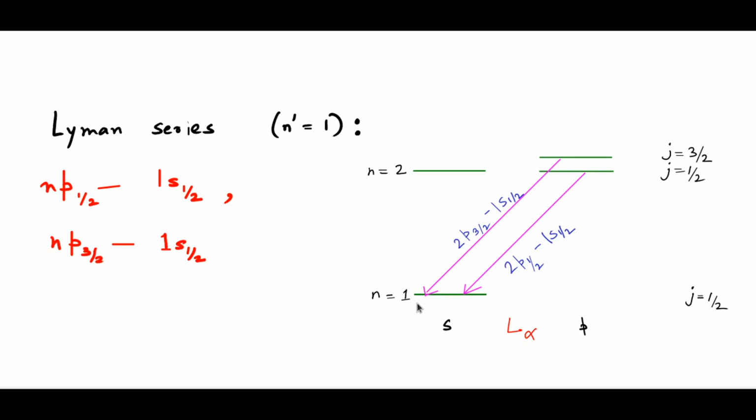There are two possible transitions here. 2p3/2 to 1s1/2 is one of them, and 2p1/2 to 1s1/2 is another. As a result, the Lyman alpha line, which looks like one single line, actually splits into two distinct lines if you use a very high resolution spectrometer. L alpha, which looked like one line using a standard spectrometer, is actually two lines.